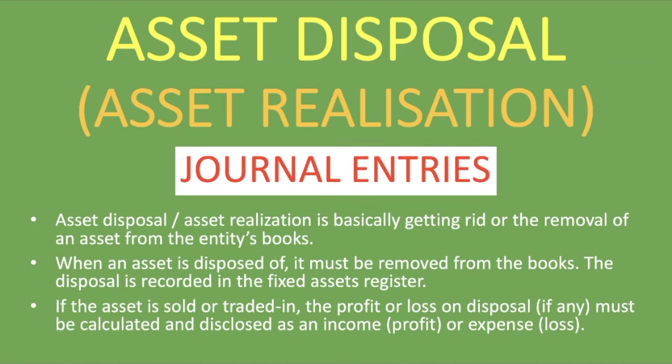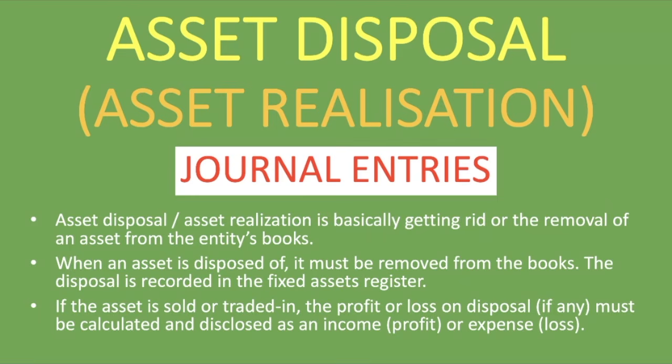But usually you would have sold the asset for a higher amount than the carrying value or a lower amount than the carrying value. In that case, if it's a higher amount than the carrying value, you've made a profit. If it's a lower amount that you sold the asset for than the carrying value, then you would have made a loss, and you'll have to also recognize the loss. And we'll show you how to do this using journal entries.